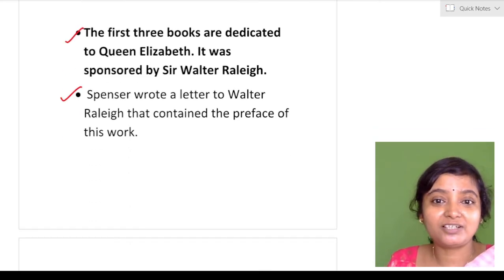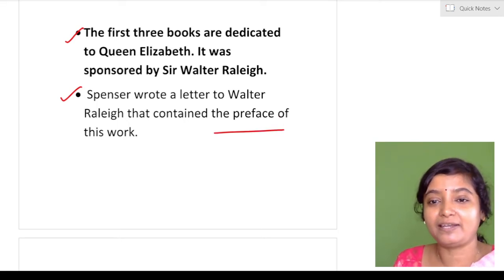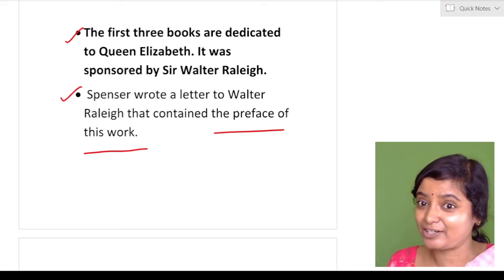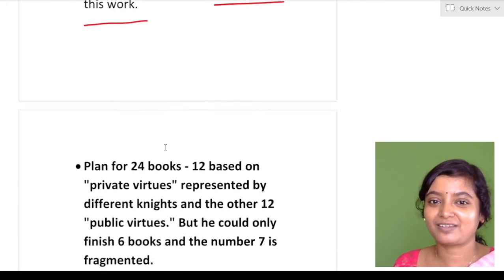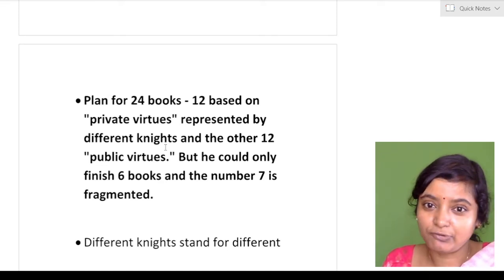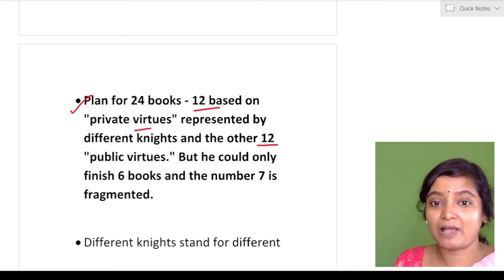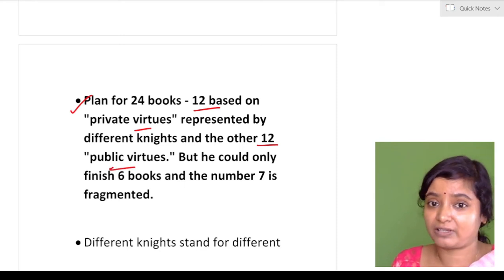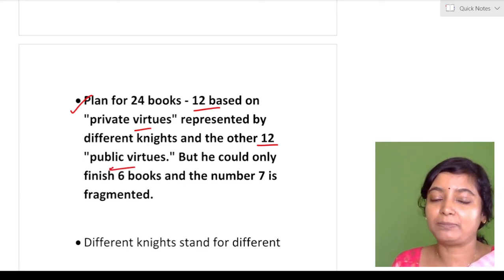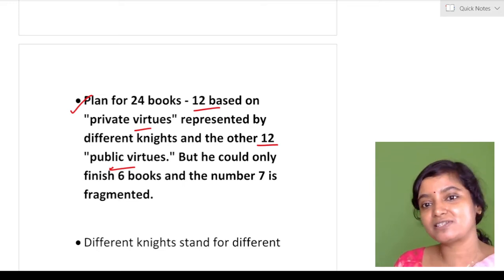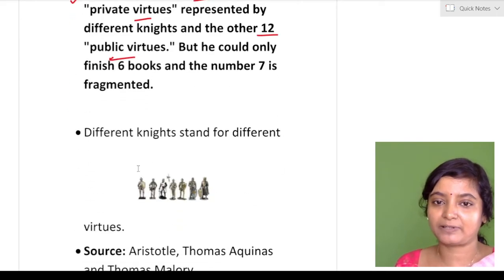Spenser wrote a letter to Walter Raleigh that contained the preface of this work. It is very important to keep in mind what the preface of this book was: the letter to Sir Walter Raleigh. The plan was for 24 books. The first 12 were to be based on private virtues and the last 12 on public virtues, but unfortunately he could not finish the whole plan. He just finished 6 books, and number 7 is a fragment.